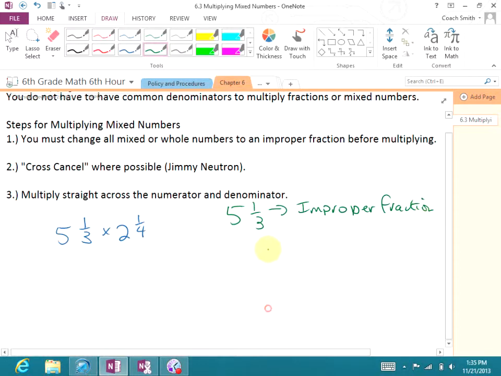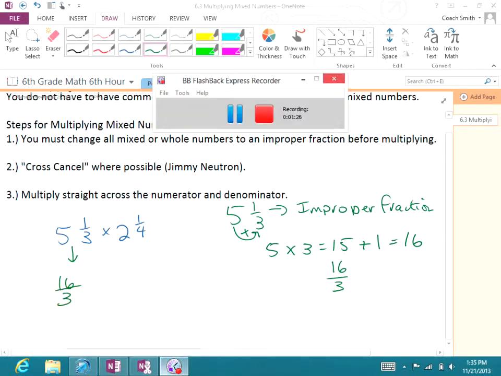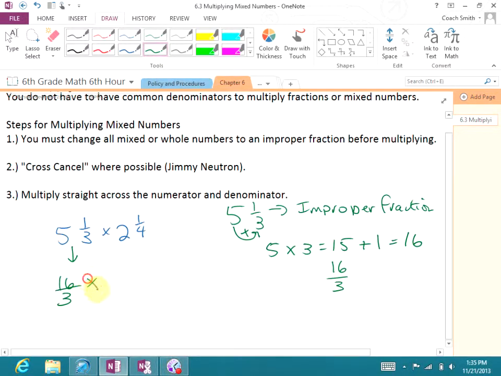We're going to take 5 times 3. That's equal to 15. Then I'm going to take 15 and add the numerator 1 to it. That's equal to 16. Therefore, I have 16 over 3. So this fraction changes to 16 over 3 as an improper fraction.